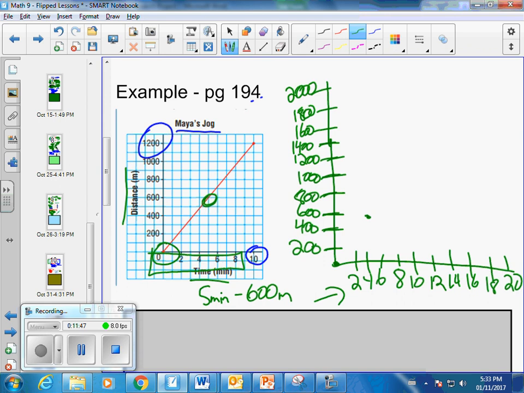I'm going to find a third point on this line. So I'm going to go ahead and use the end one here. So I have 10 minutes and 1,200 meters. So I'm going to find 10 on my graph, 10 here. I go all the way up to 1,200. And I wind up putting on a point right about there.